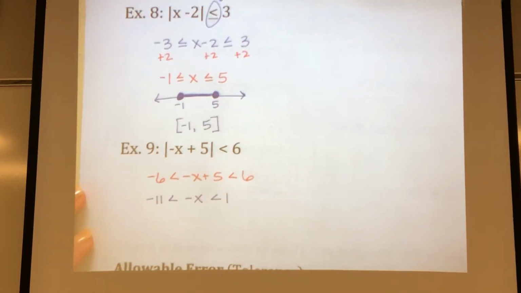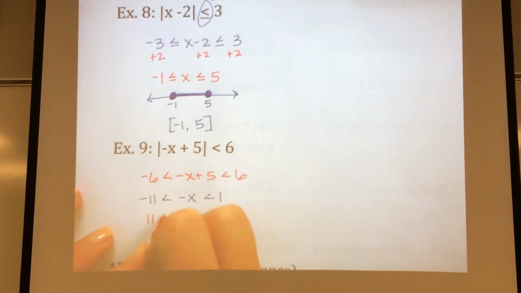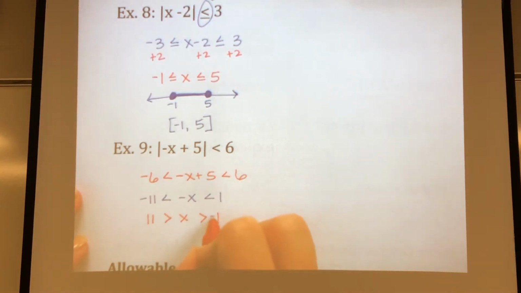We're going to divide everybody by negative 1. And when you divide by a negative, your sign switches. So we now have 11 is greater than x is greater than, oops, I didn't divide that by negative 1, by negative 1.